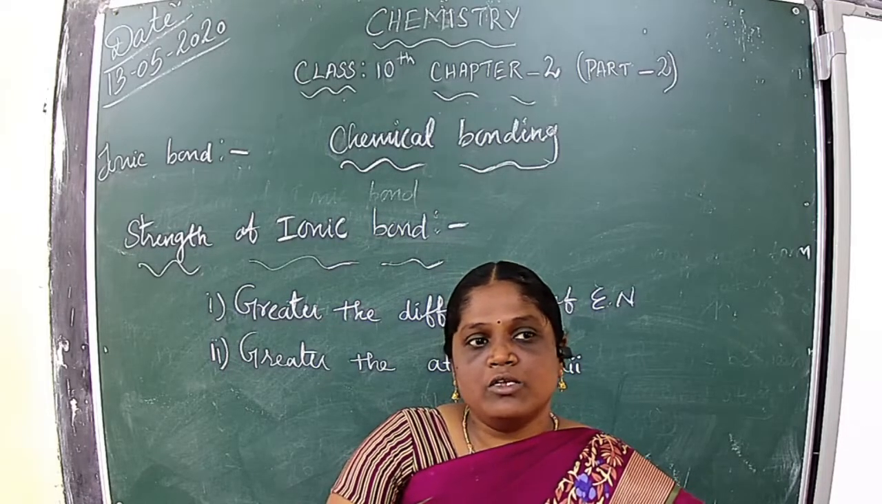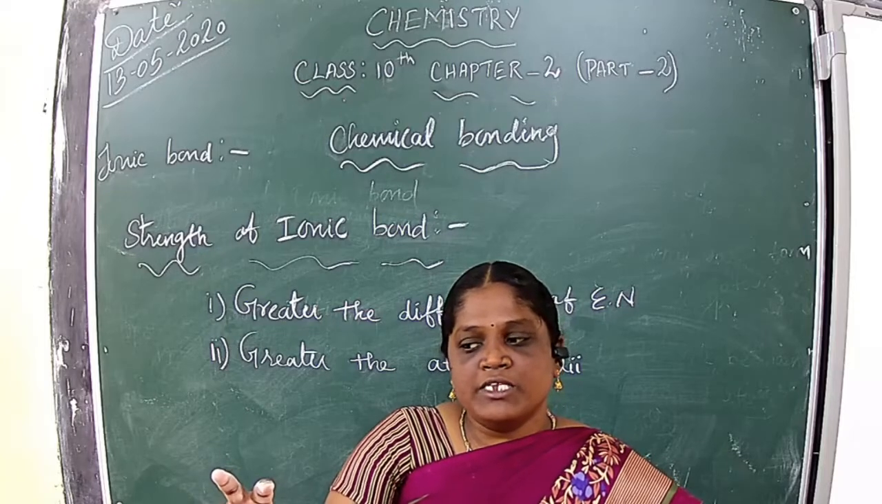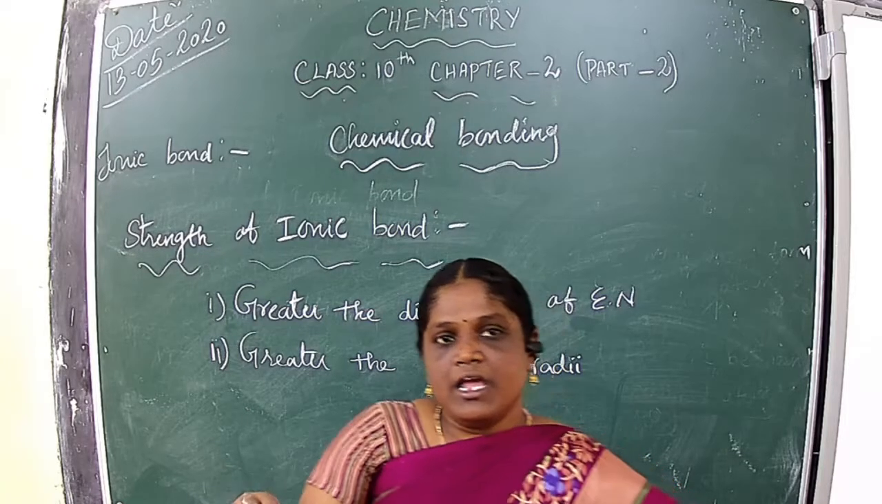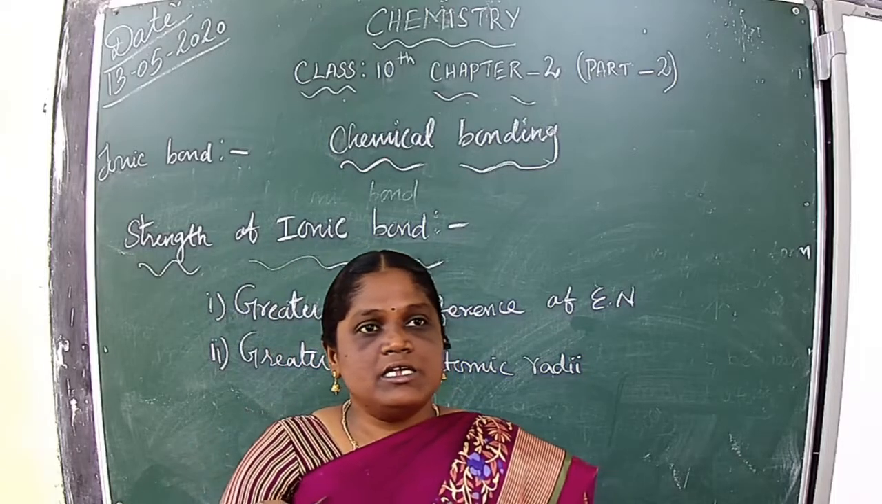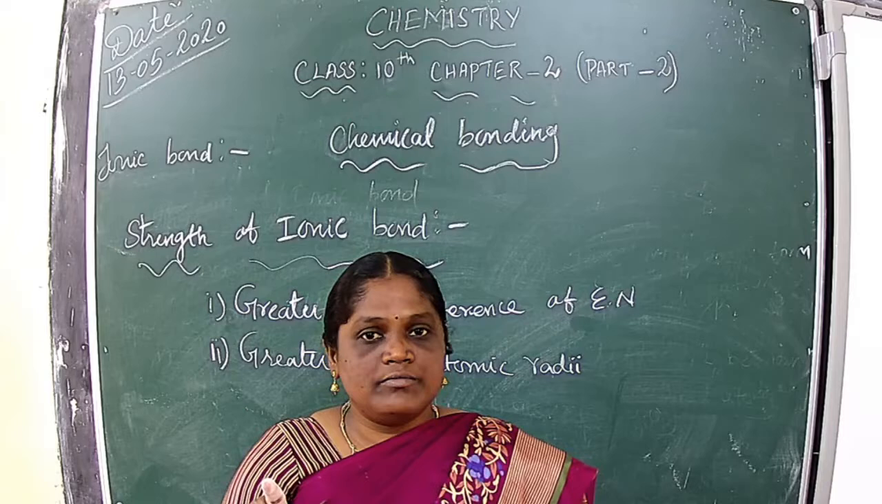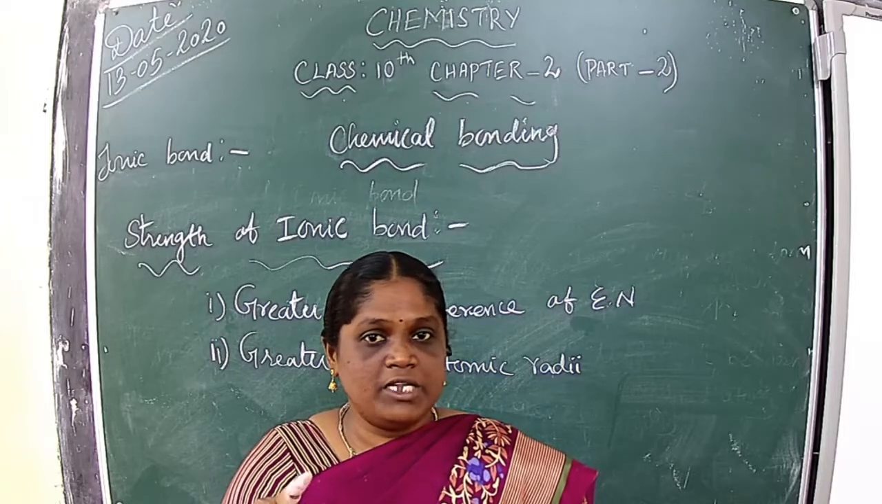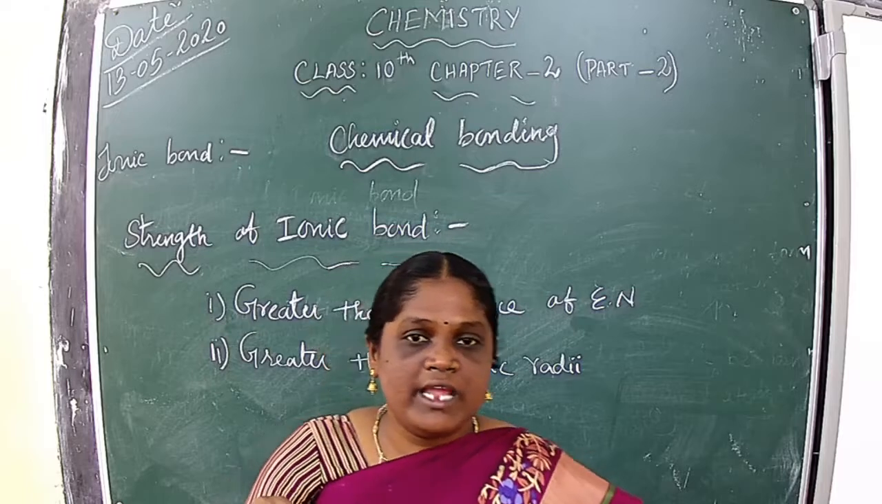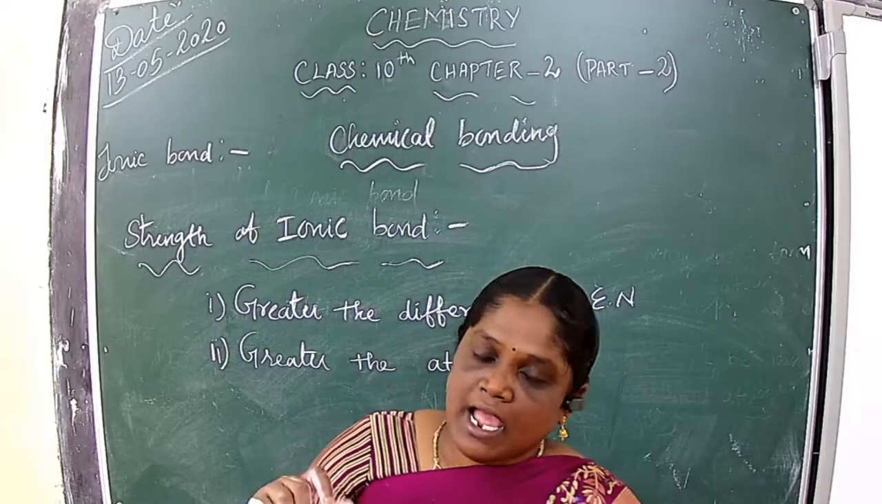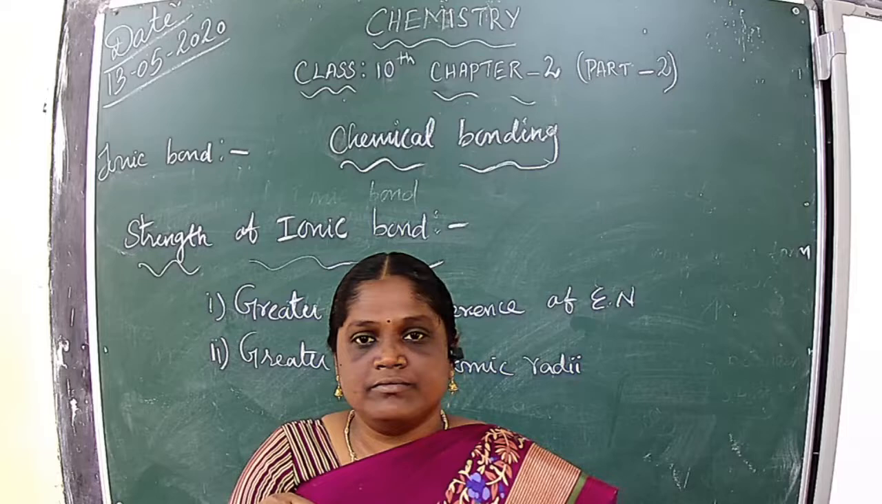So mind that ionization potential, electron affinity and atomic radius are periodic properties of an atom or element alone. But for electronegativity, we take the combined atoms, that is the difference.